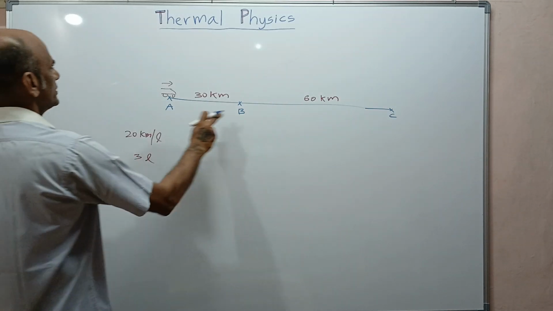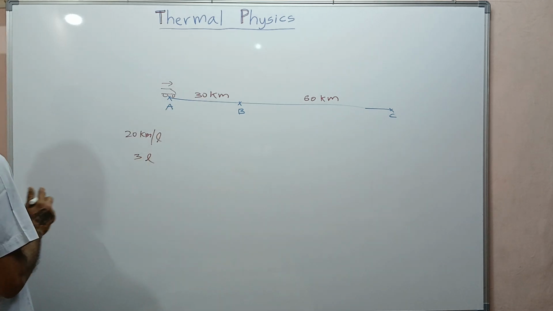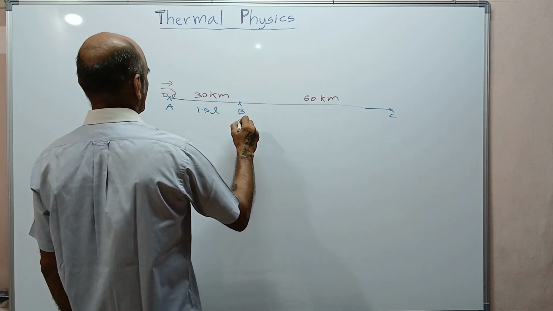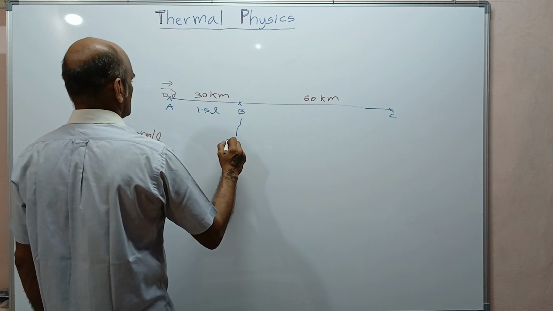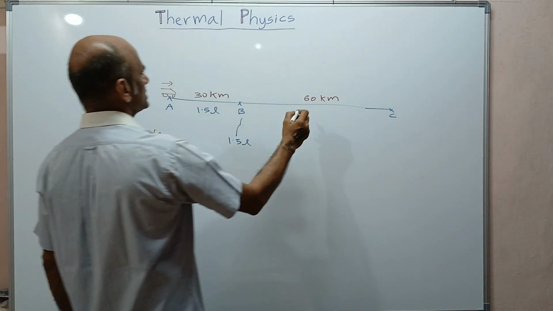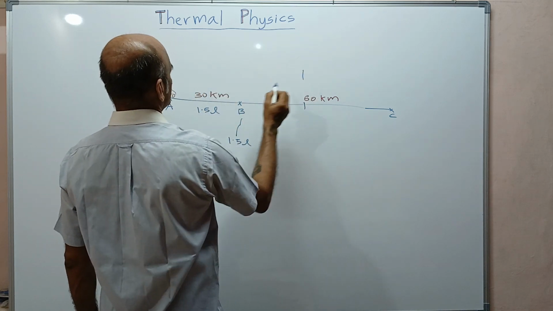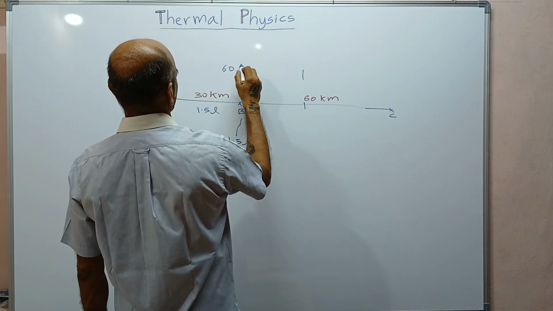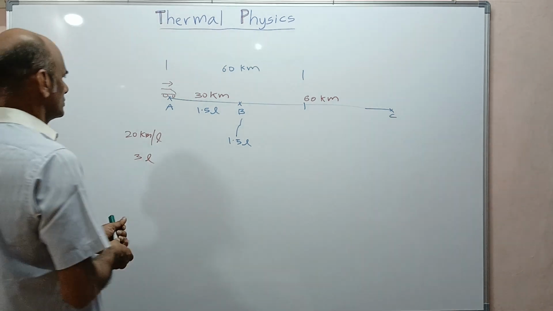So when the car moves from here to here, the amount of fuel used will be 30 divided by 20, so it will be 1.5 liters. So at this stage, the amount of fuel available will be 3 minus 1.5, 1.5. So with this 1.5, we'll go another distance of 30. So this is the final state, at a distance of 60 kilometers.